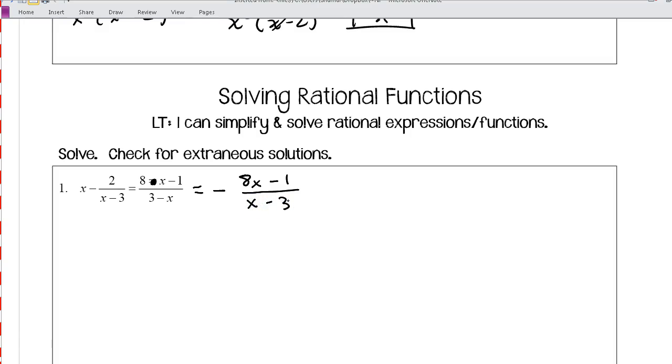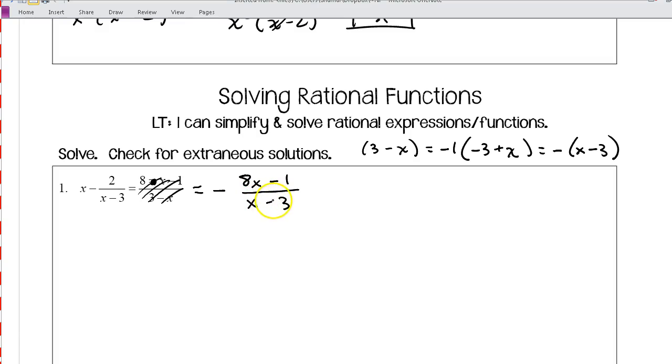Okay, so if you want to see how that works, if I have 3 minus x and I factor out a negative 1, then I would have negative 3 plus x, which I could simply write as negative x minus 3. So that's all I did over here. I just, instead of having the negative in the front of my denominator, I moved it to the front of the fraction. Okay, so I'm going to get rid of this, and then I'm going to work with this over here.